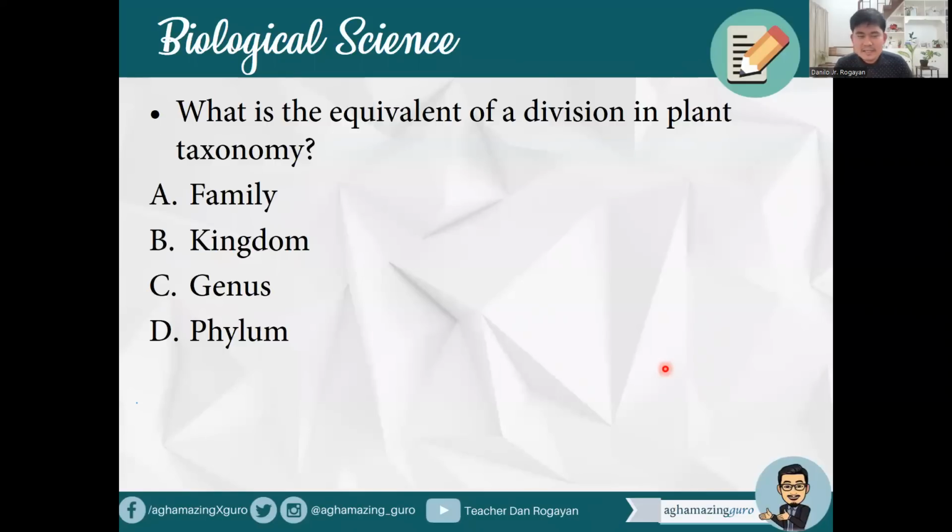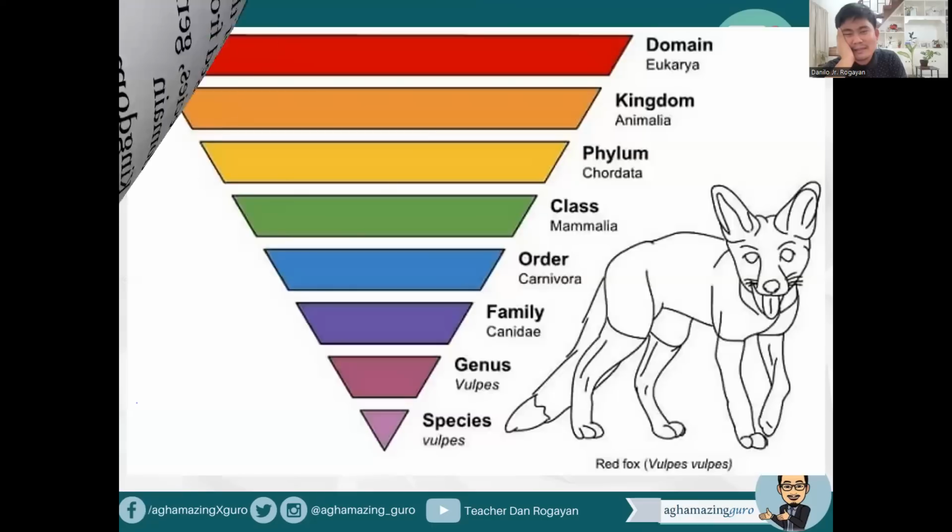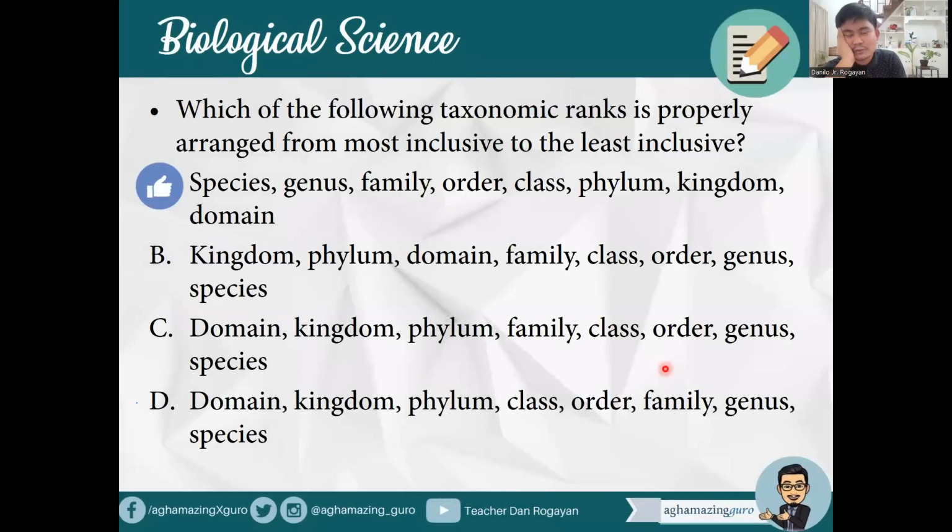That is correct. Okay, syempre because that is correct. Letter D. Ayan. Sige. Wait lang. Actually, parang hindi ako mapalagay dito sa ating last question. Ay, sorry, yeah, sa recent question.